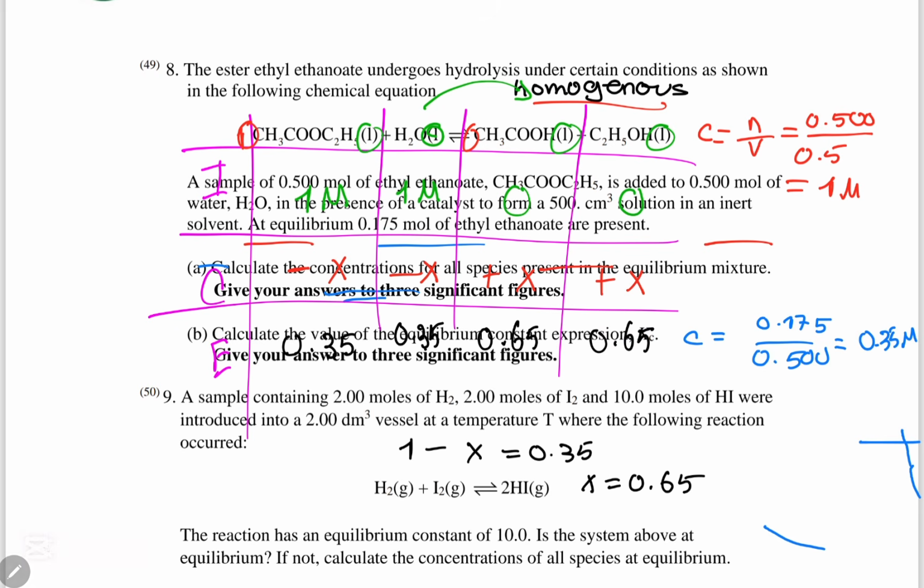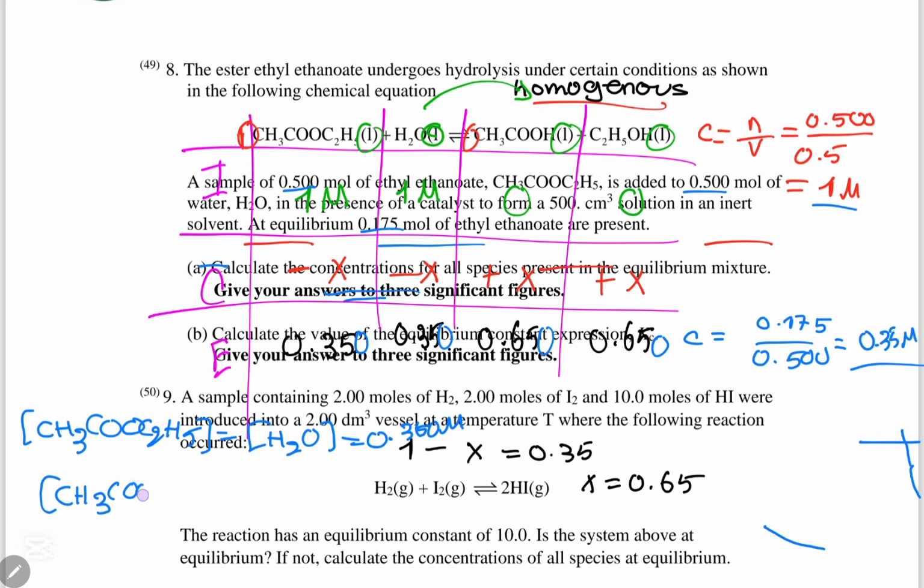But is this to the correct significant figures? No, I did not use the proper significant figures, that's why I won't get the correct answer. But look here, 3 significant, 3 significant, 3 significant, so my answer should be to 3 significant figures. That means the concentration of CH3COOC2H5 is equal to the concentration of H2O, which is 0.350 molarity. But then the concentration of CH3COOH is equal to the concentration of C2H5OH, which is 0.650 molarity, okay? That's it for part A.